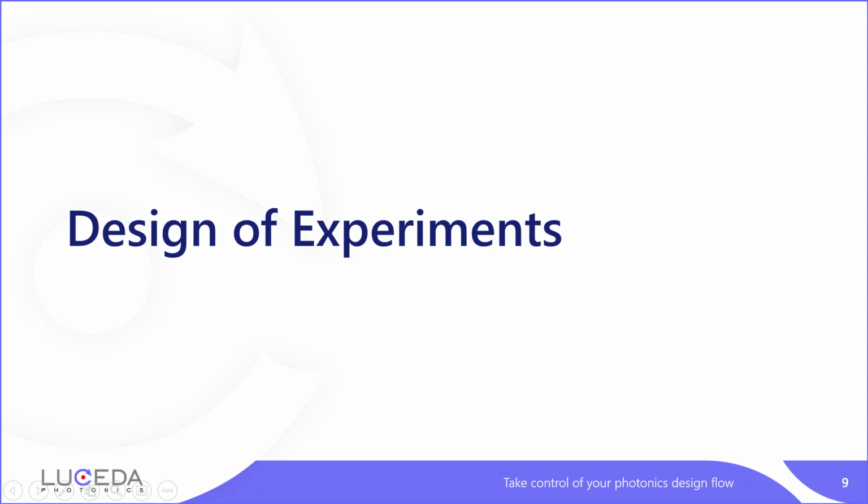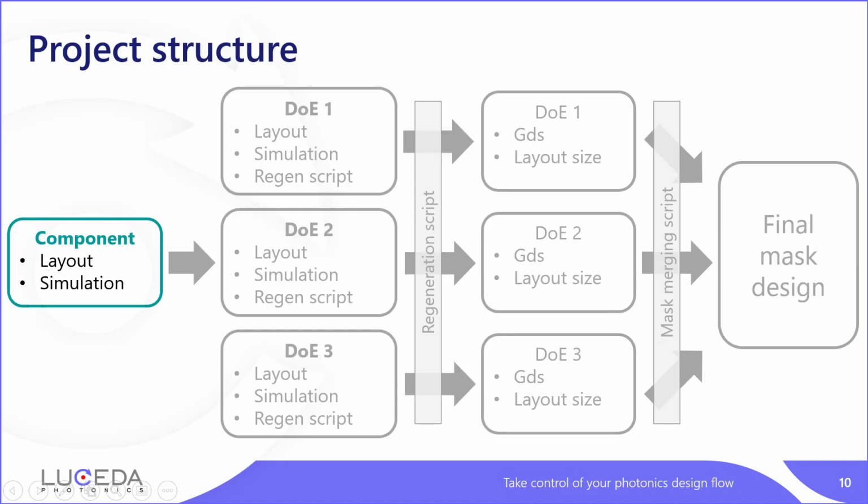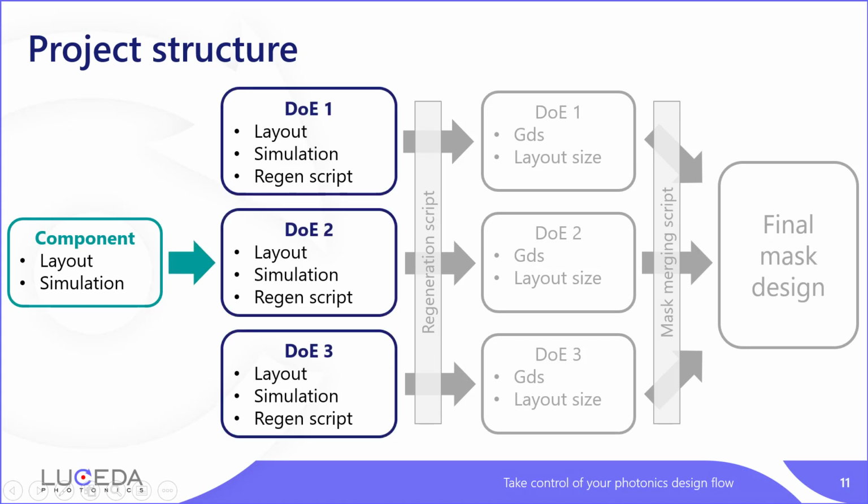So let's say our component design is ready. You have your perfect design and it's implemented into your PDK library. Then we are going to implement the design of experiments, or DOE. Deriving from your library component, we will have several DOEs. For example, we have a DOE of an MMI device, we have a DOE of a spiral, and we have a DOE of a directional coupler. And they are organized in separate folder structures.